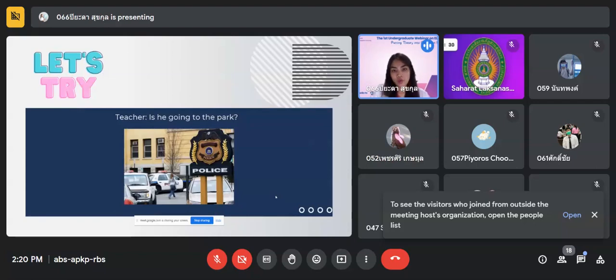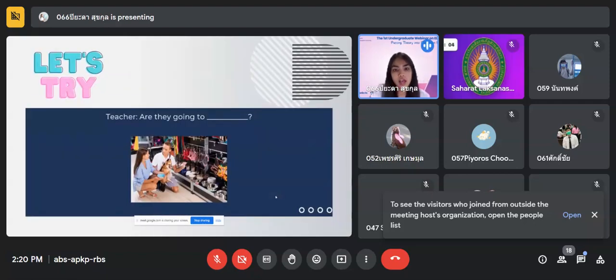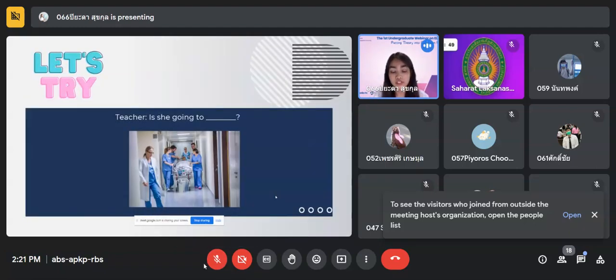Let's see. Well, the teacher showed the picture to the student and asked them, "Is he going to the park?" And then students have to listen carefully to the words. If it's not, they have to answer correctly by saying, "No, he is going to the police station." All right? And the next one too. Are they going to the pet shop? If it's correct, the student has to say, "Yes, they are going to the pet shop." Okay? As it depends on the teacher.